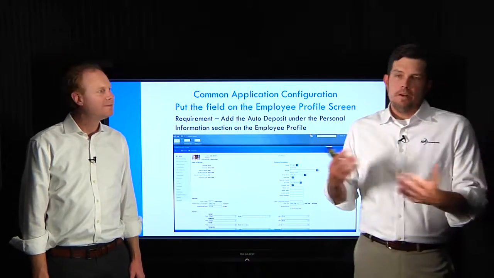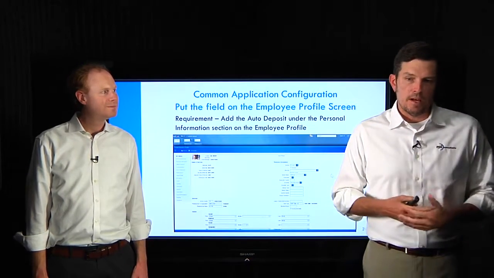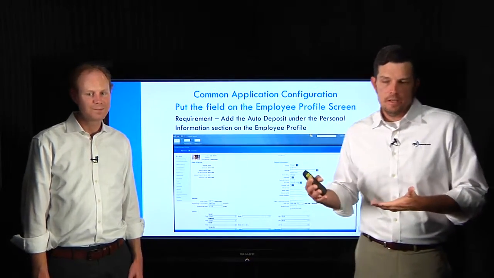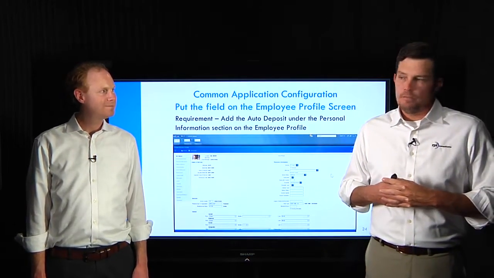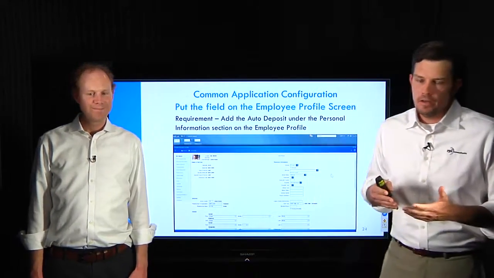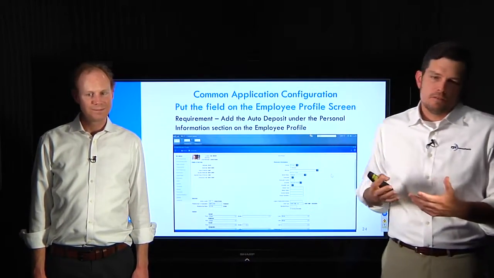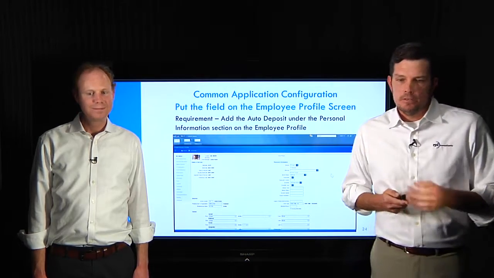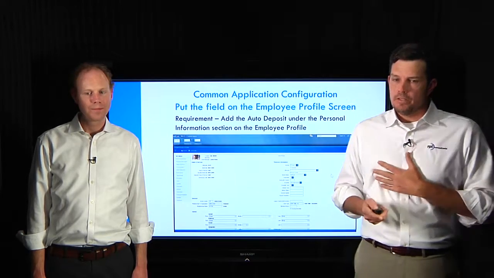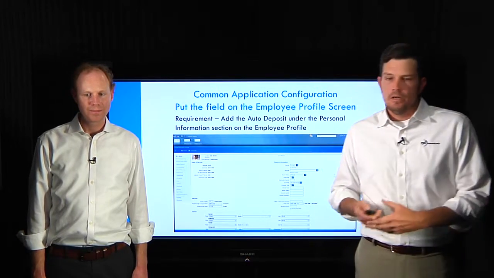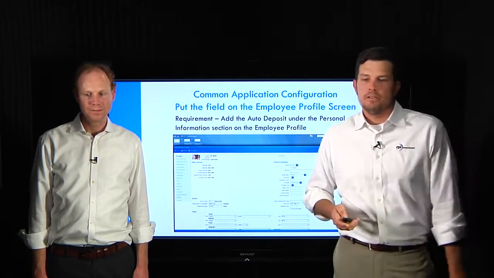So now we've created the auto deposit flag on the employee business class. It lives in the database, in the Landmark database or GHR database. So now we have to be able to allow people to update it. In order to update it, we're going to have to put it on a screen. So the common screen that we see it put on is the employee profile screen. So what we're going to do is add the auto deposit under the personal information section on the employee profile. If you look at the employee profile screen on the right hand side, it says personal information. So that's where we're going to add it.